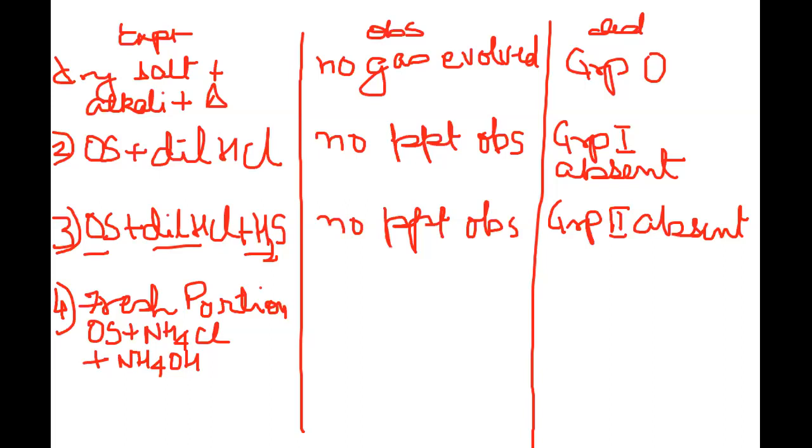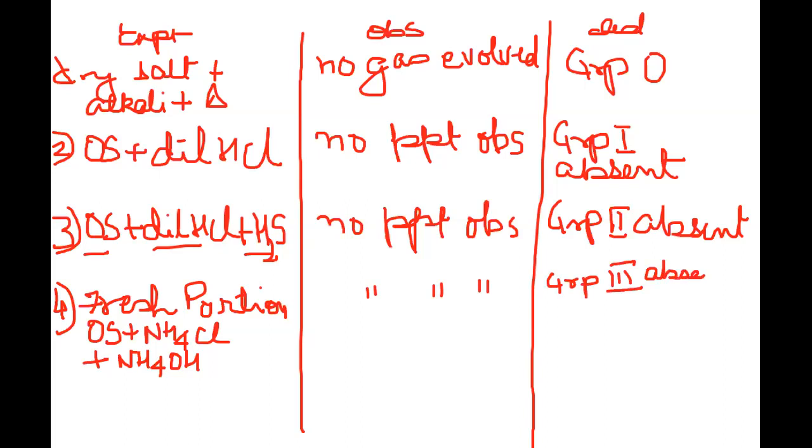So the fresh portion of original solution plus NH4Cl plus NH4OH, again no PPT observed, and hence we will write group 3 absent.